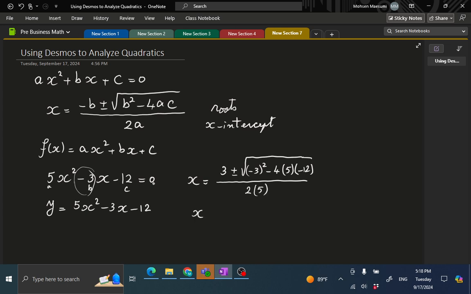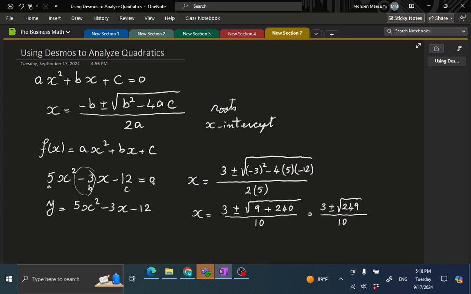So I clean this up. I get 3 plus or minus, that is 9, and 4 times 5 is 20, times 12 is 240, divided 2 times 5 is 10, and then I get 3 plus or minus square root of 249 divided by 10.